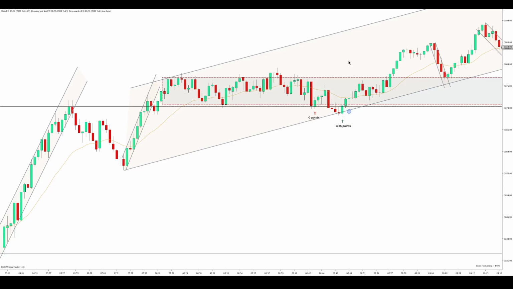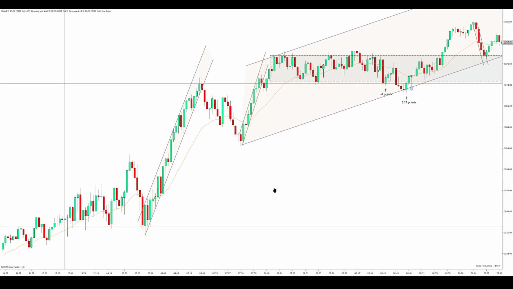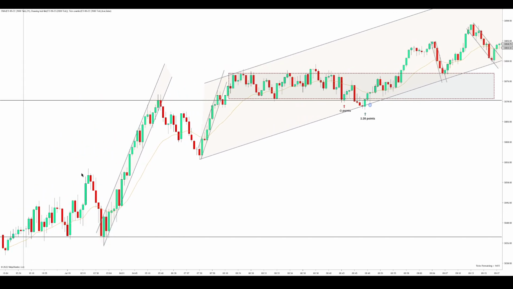Hi, we're trading the ES on a 2000 tick chart with a 21 EMA. So overnight highs were here, overnight lows here. I thought they were pretty easy today. I started trading around this area right here.